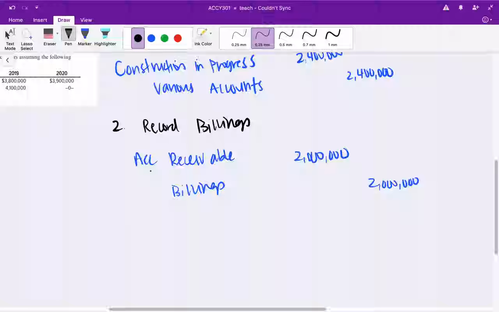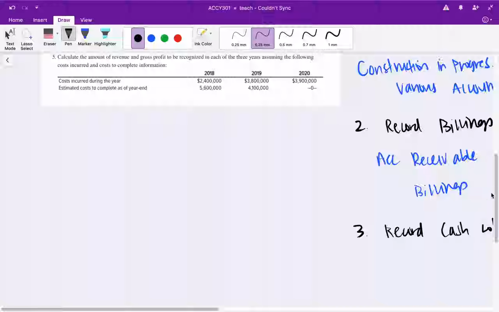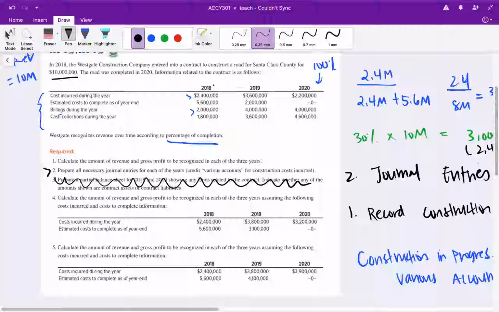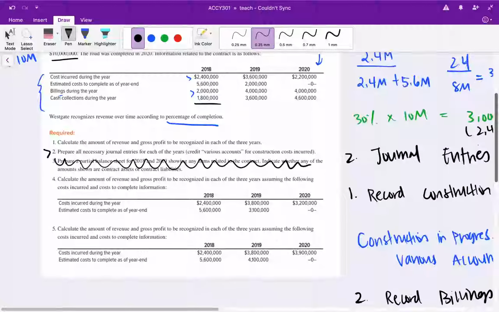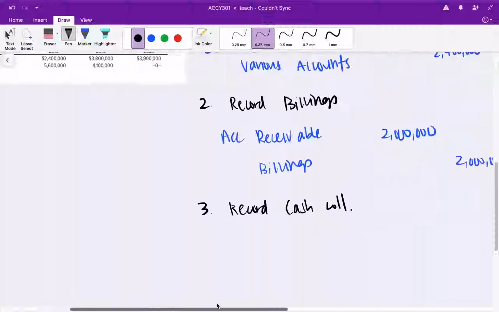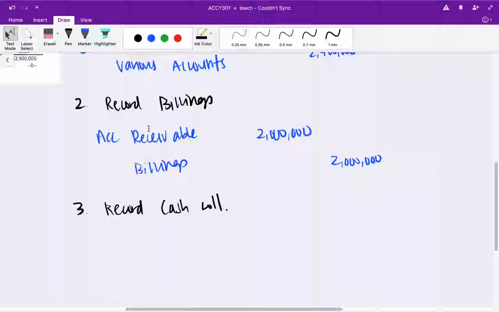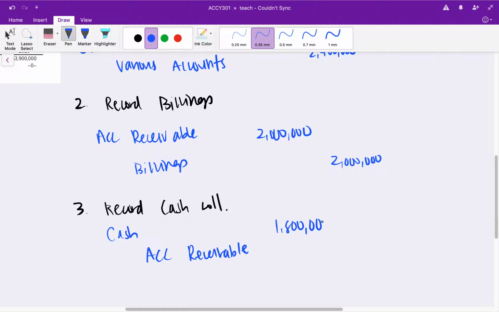And then the third journal entry that we have to complete is to record cash collections. And as you can see up here, it also gives you the cash collections. So even though we billed them 2 million, perhaps they only pay us 1.8 million. It doesn't mean that they have to pay us exactly what's on the billing, basically. And so when we gain money from our customers, we're taking it out of accounts receivable and we're getting it in cash, right? So we're going to debit cash, then credit accounts receivable. And then in 2018, the number was 1.8 million.